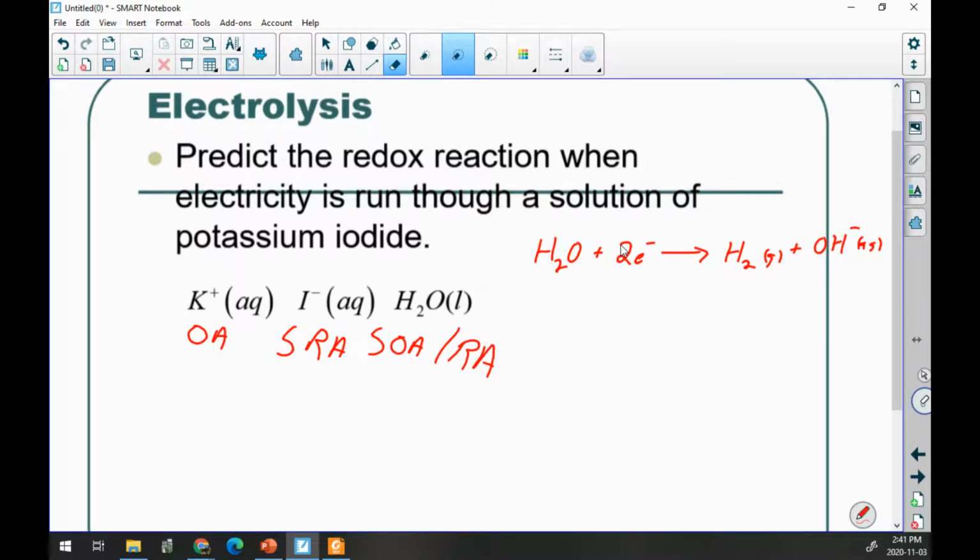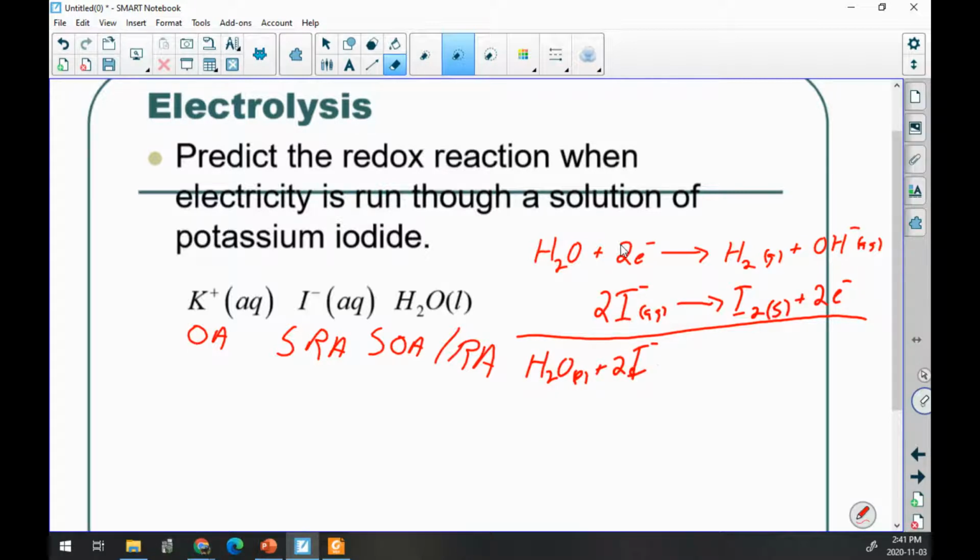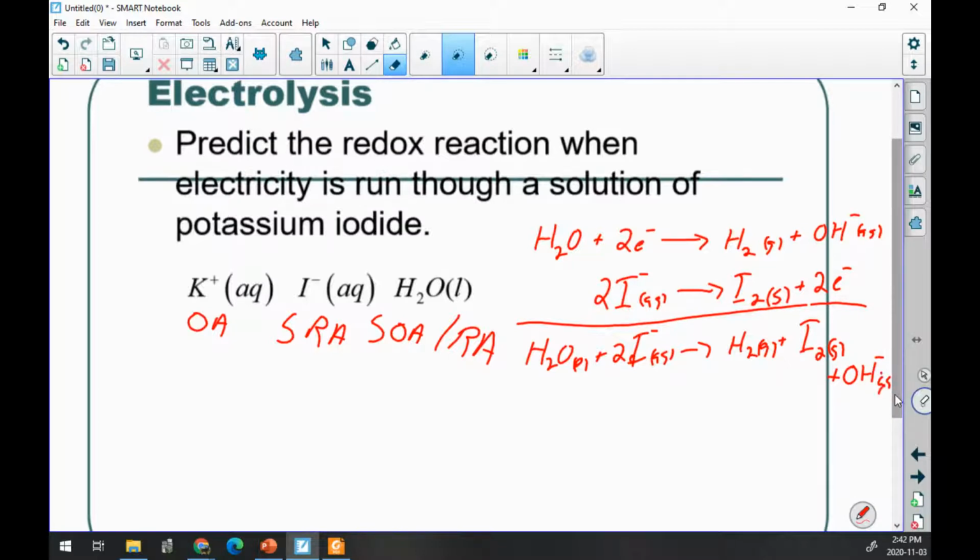I believe that is correct. And then the iodide is 2 of these guys. Gives me I2 and 2 electrons. Writing is getting absolutely terrible. Okay, so there is your 5-step process.